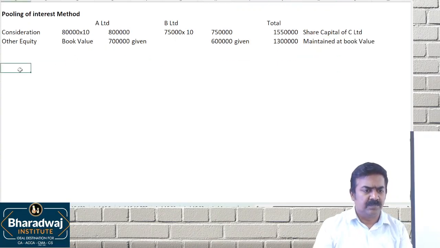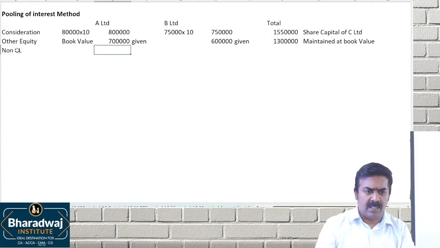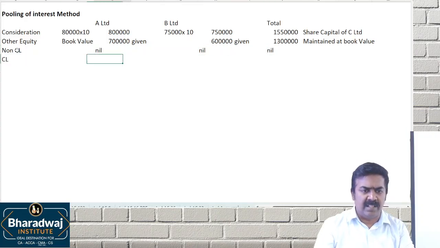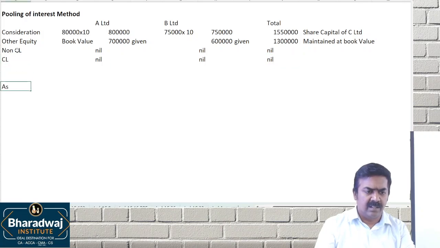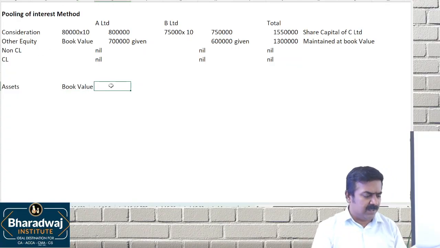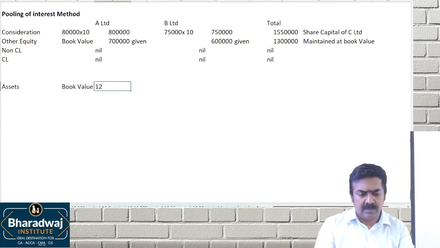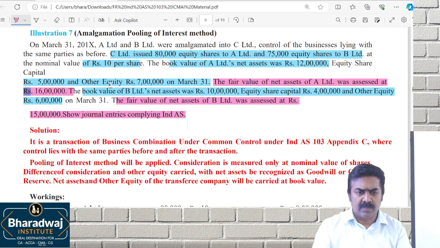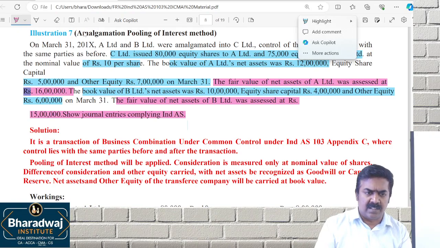Maintained at book value. Is there any non-current liability given in the question? Not given. Is there any current liability given in the question? Not given. No current liability. Then assets will be maintained at what value? Book value. What is the book value of assets? 12 lakhs.